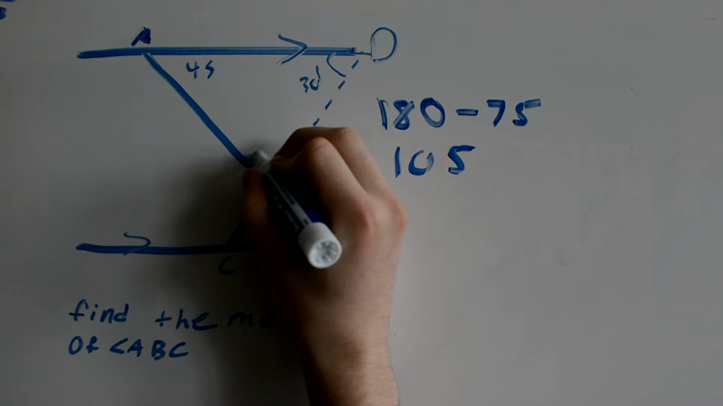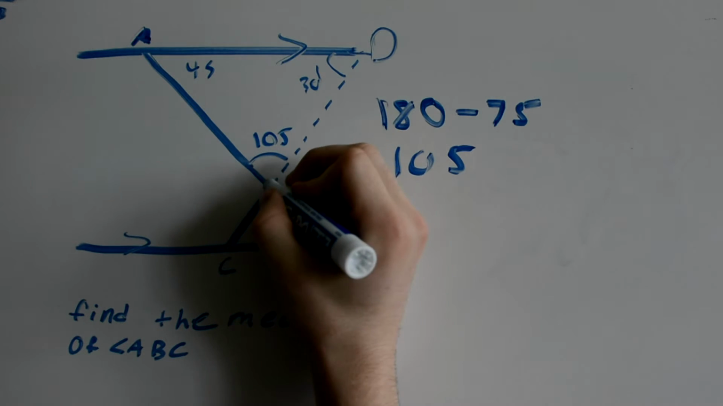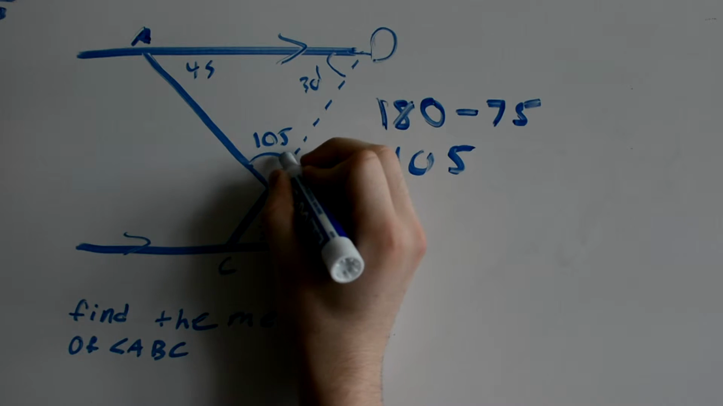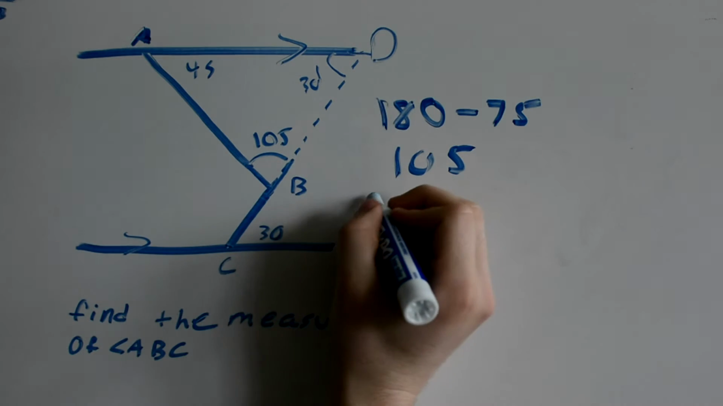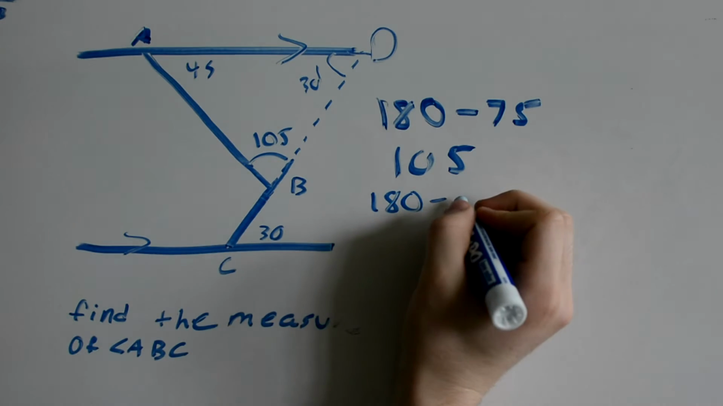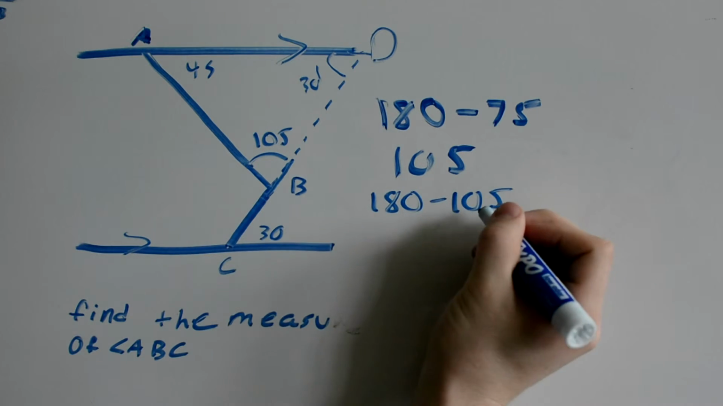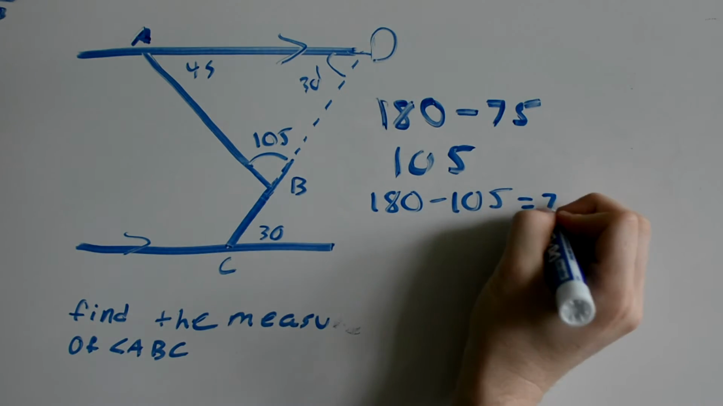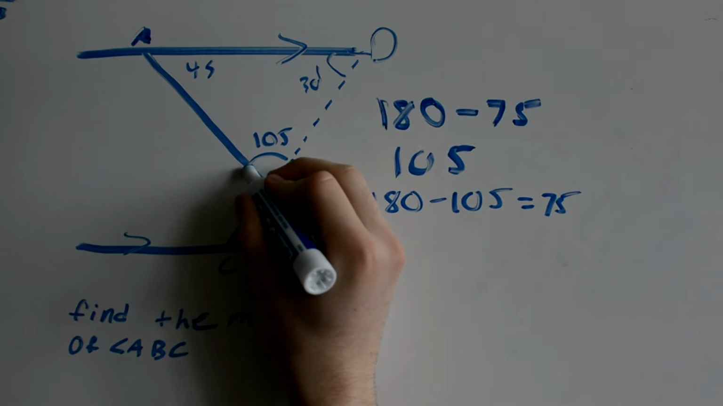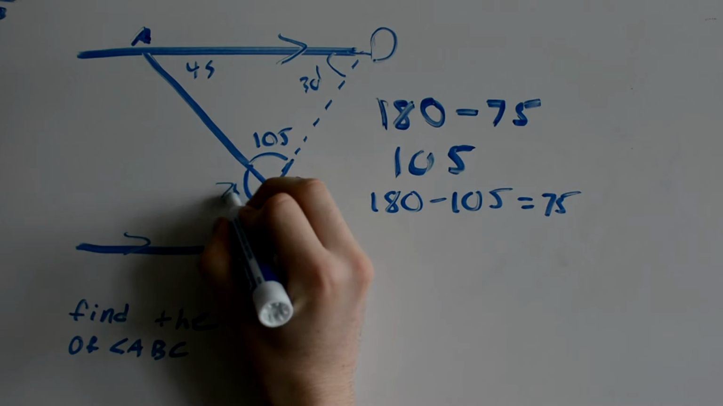So then you know that this angle here is 105. And since this angle there is 180, then you do 180 minus 105, which is the same thing you did here, which just equals 75. So then you know the angle ABC equals 75.